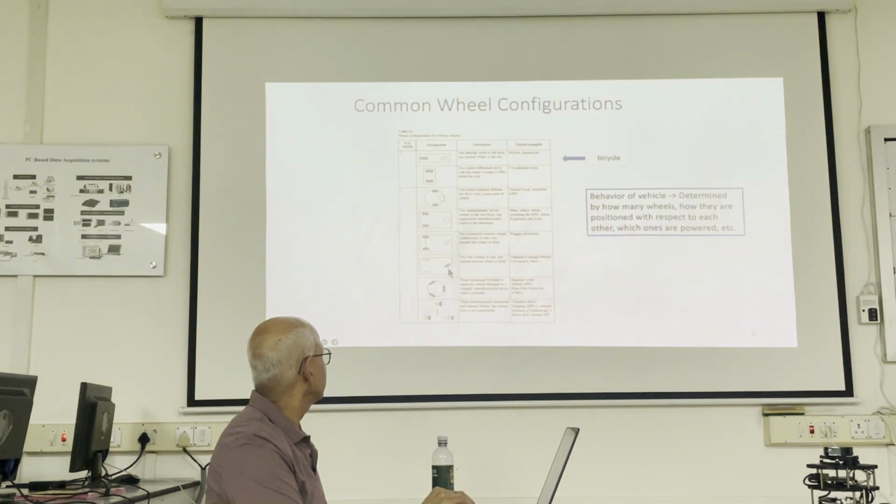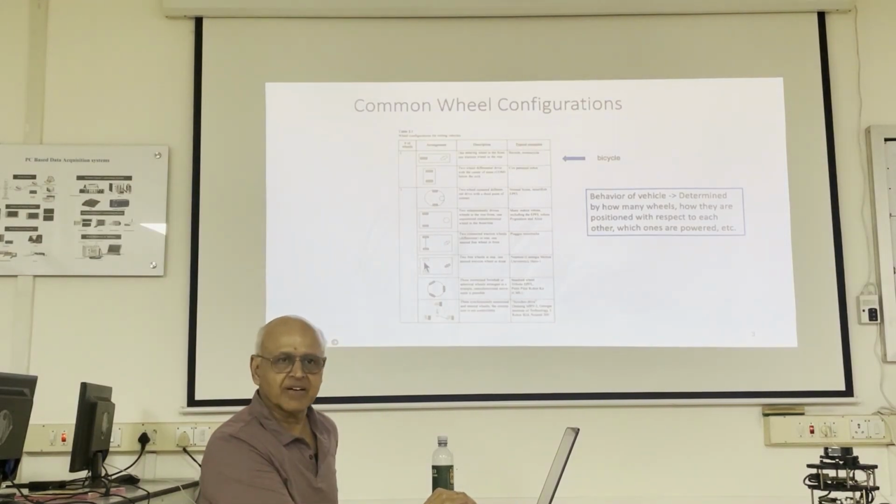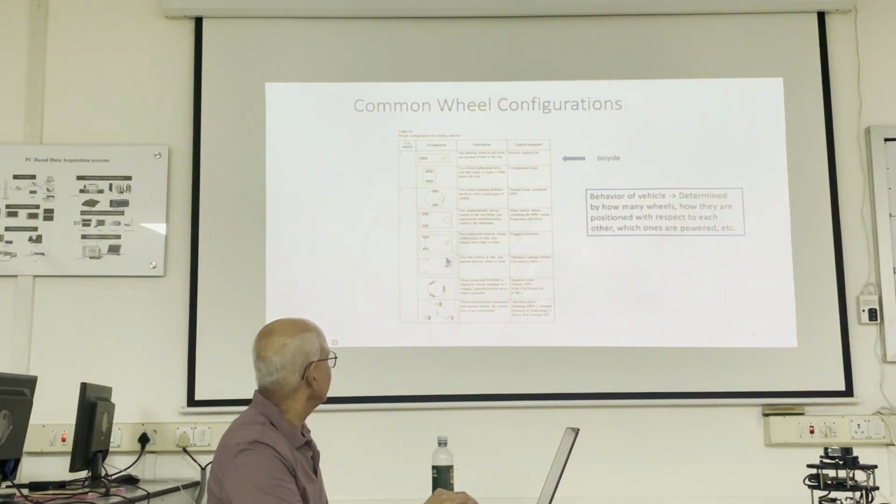This is like a front wheel that is driven and steered, and the 2 rear wheels are unpowered. See, you can have the front wheel driven and steered, or you can have it the other way around. The rear wheels are driven, the front wheels are steered.